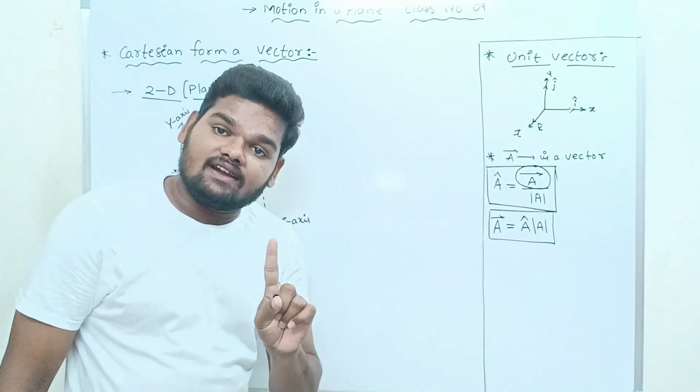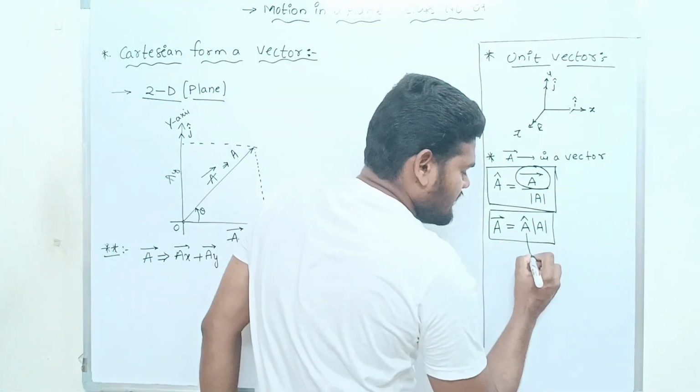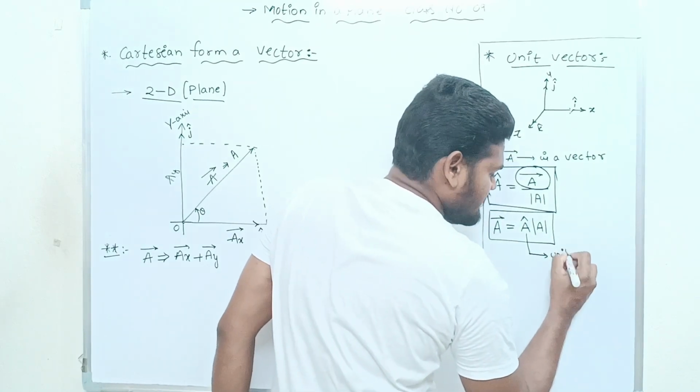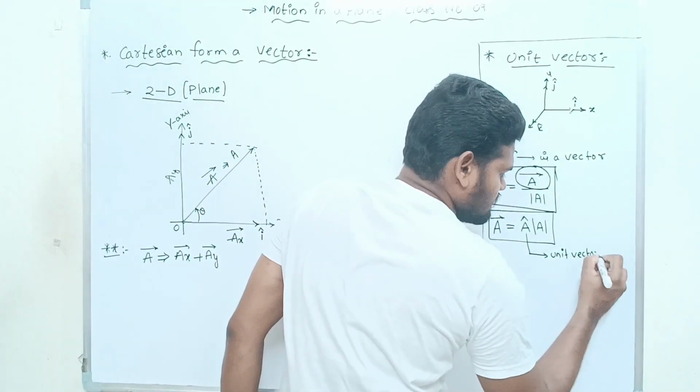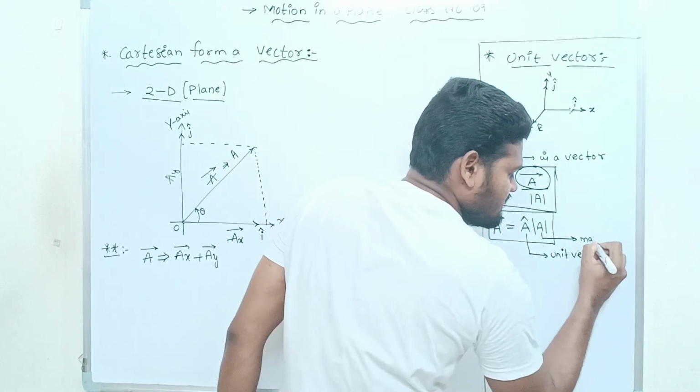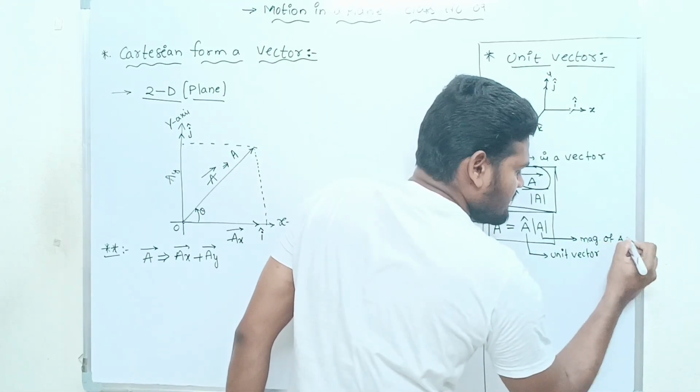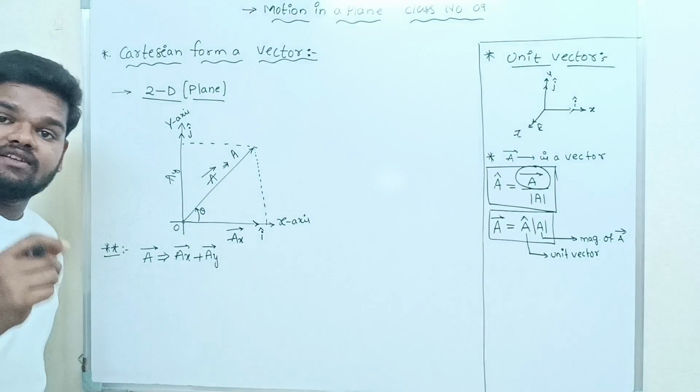Are you getting any doubts? So what is a cap? A cap is nothing but the unit vector. And what is this? This is the magnitude of a bar vector. Are you getting it?